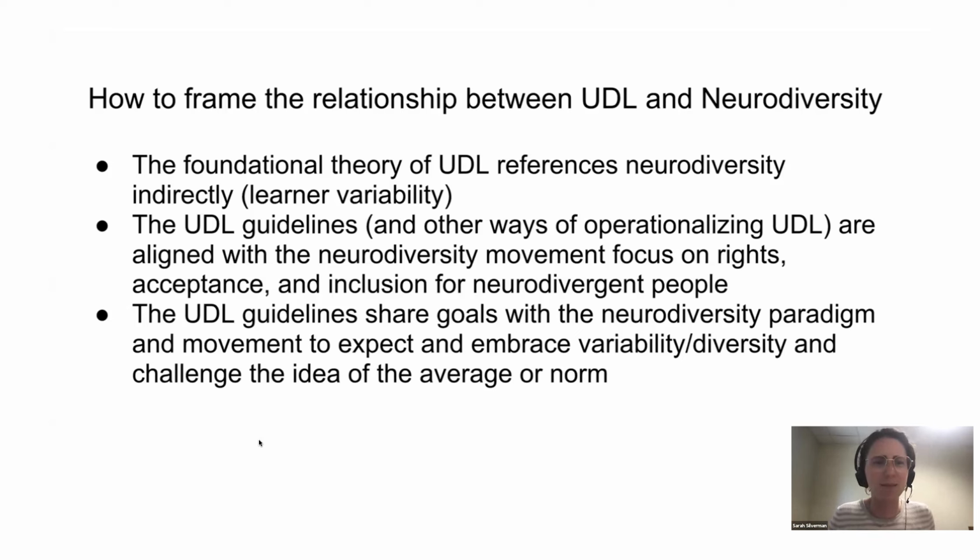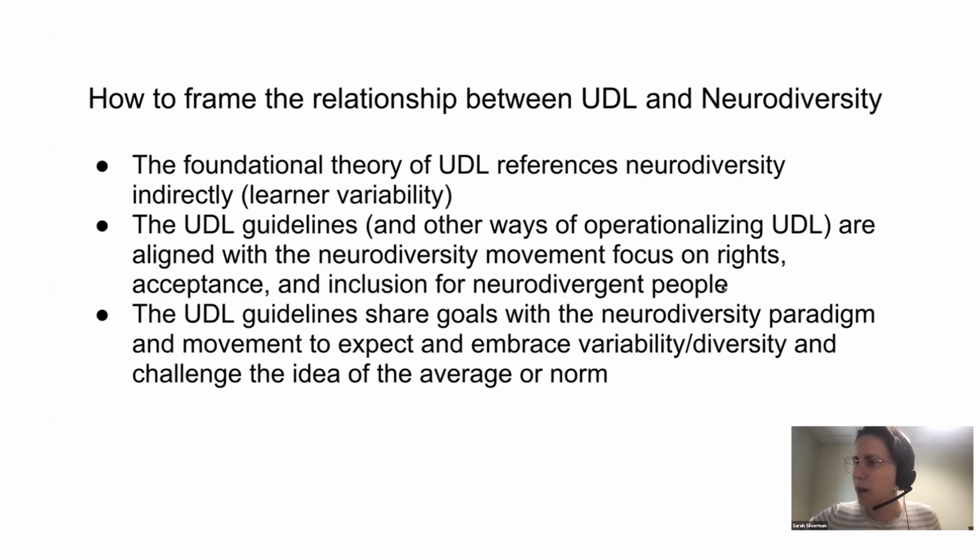work plus any interaction. I think that the UDL guidelines and any other ways of operationalizing UDL are very aligned with the neurodiversity movement's focus on rights, acceptance, and inclusion for neurodivergent people, through the UDL framework's focus on multiple options for engaging or doing any one thing. The UDL guidelines share goals with the neurodiversity paradigm and movement to expect and embrace variability or diversity and challenge the idea of the average or a norm. So I hope that makes sense as a little bit of a summary.